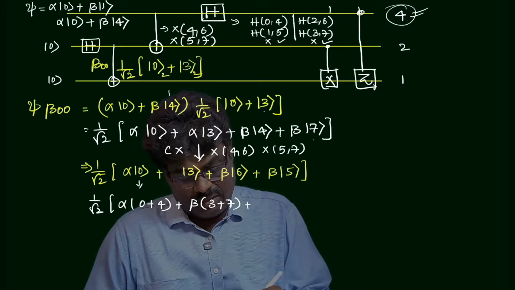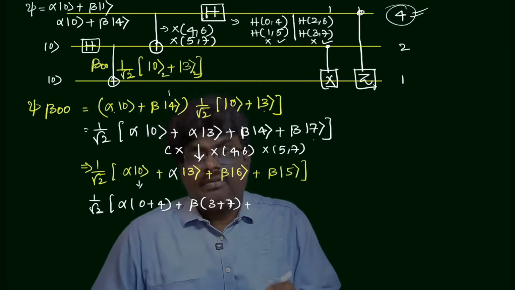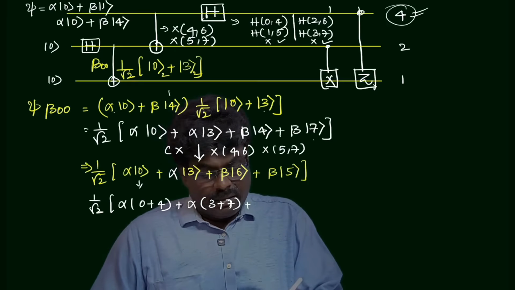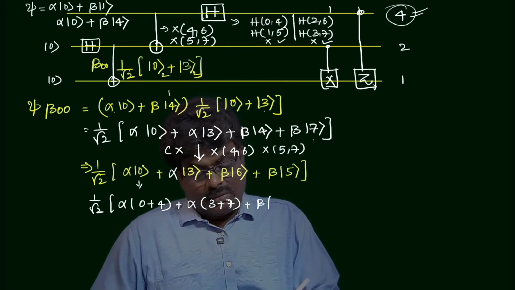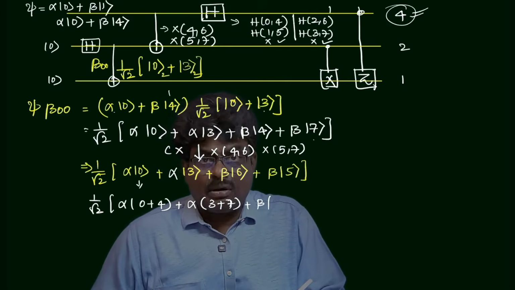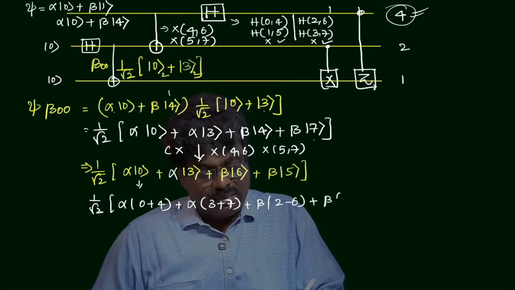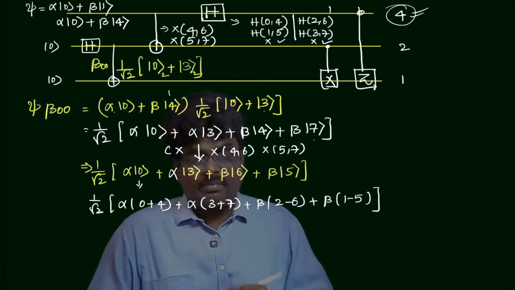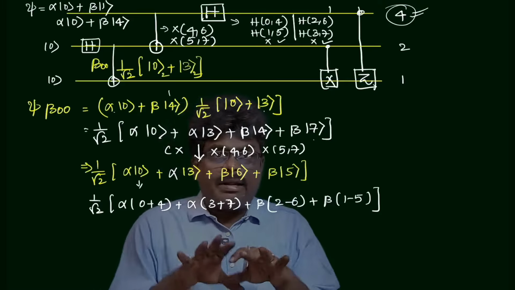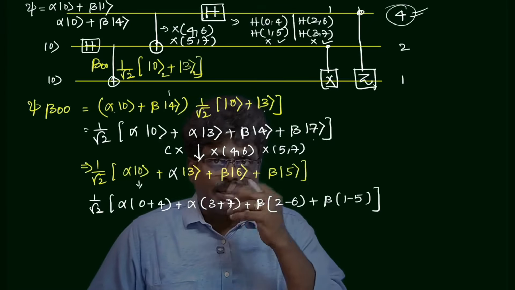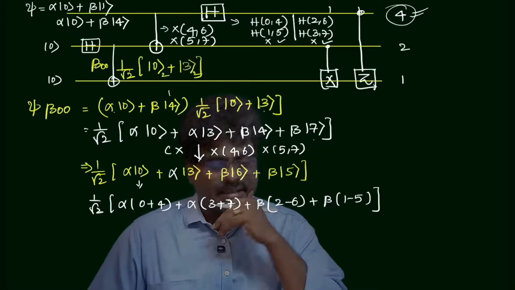I'm sorry, that is alpha, because alpha, right? So here also alpha, and plus beta. So 6 is the on state, that's why 2 minus 6, plus beta 5, that is also on, 1 minus 5. Good. See, here I am not making any measurement, I am just solving the quantum circuit, and let us check what we are getting finally.